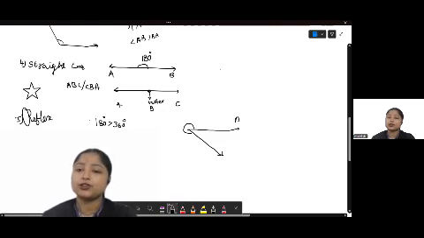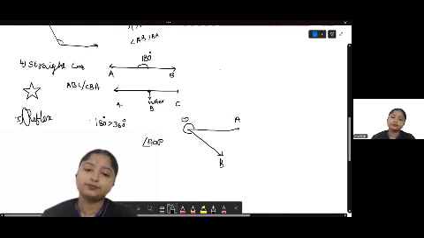Let's name them. Let's name it A, O, and B. So this is the reflex angle, angle AOB, or you can call it angle BOA. Both are correct names.